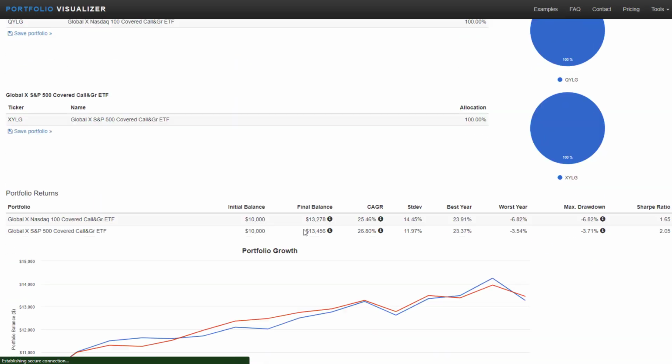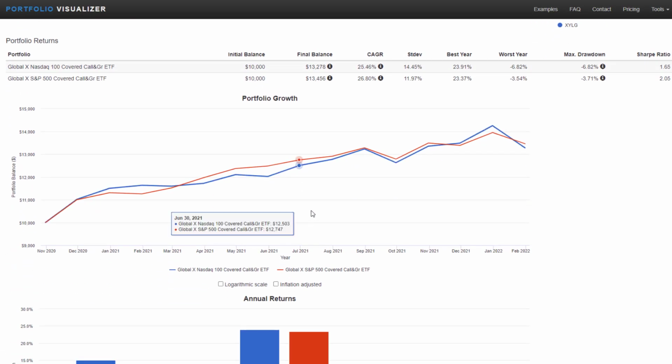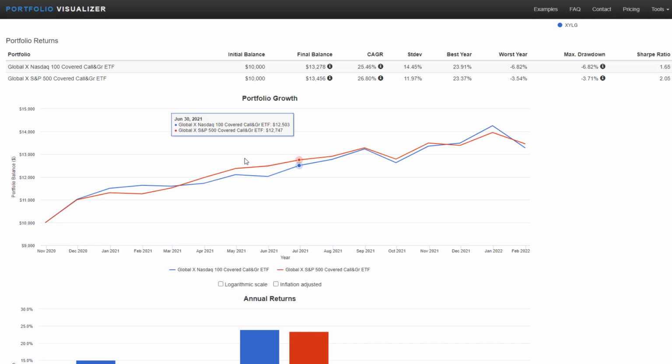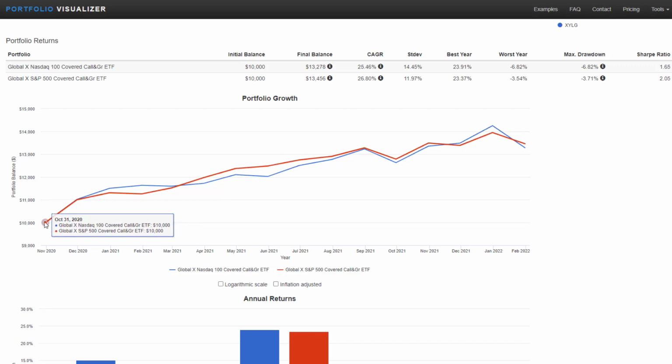We analyzed the portfolios, and according to the history of these two funds, their CAGR numbers are very close with dividends reinvested, close to about 25 to 26%. And from October 2020 all the way to February of 2022, they are very close in value when dividends are reinvested, XYLG being higher than QYLG.